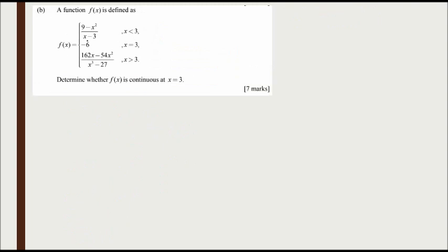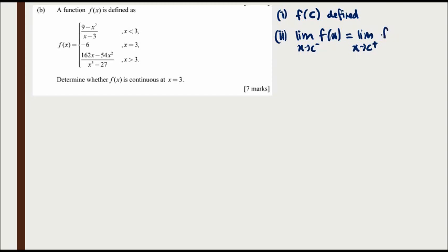Now, for part B, we want to determine whether f(x) is continuous at x equals 3. If you still remember, we have three conditions for continuity. Let's say the continuity we want to check is at c. First, f of c must be defined. That is the first condition. The second one is that the limit of f(x) when x approaches c from the left must be equal to the limit of f(x) when x approaches c from the right.